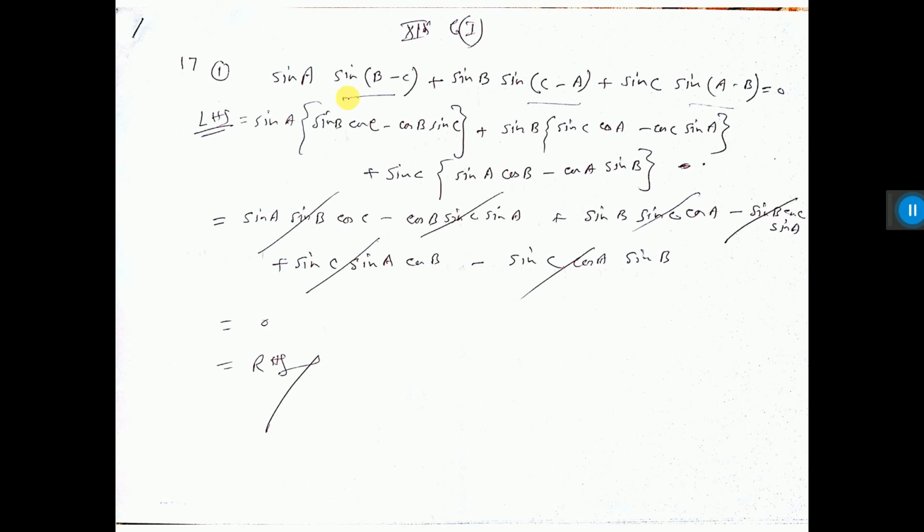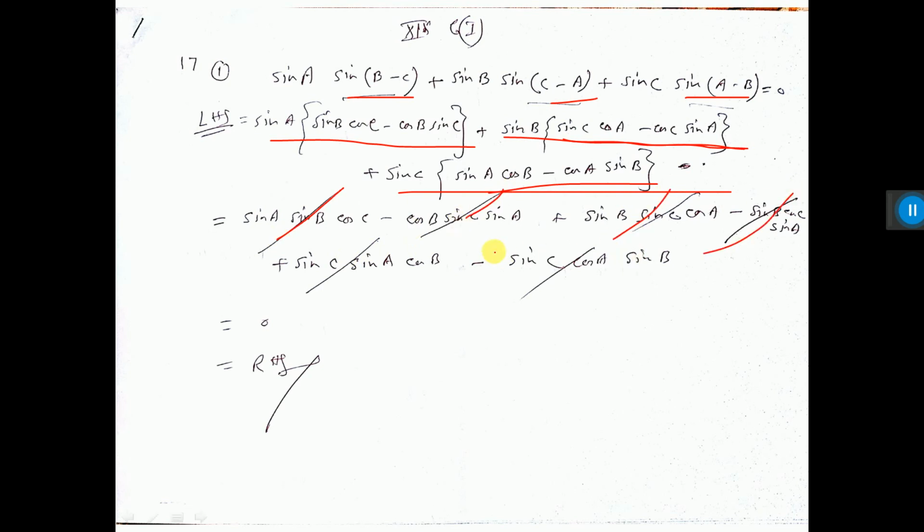This one you break down, sin B minus C formula, sin A cos B minus cos A sin B. Then next one also you do, sin C minus A formula, here sin C cos A minus cos C sin A. Here also break down sin A minus B formula, sin A cos B minus cos A sin B. Now multiply this one inside, this one inside, this one inside, and see it will cut, plus minus it will cut, so it is coming 0. Right hand side also 0.